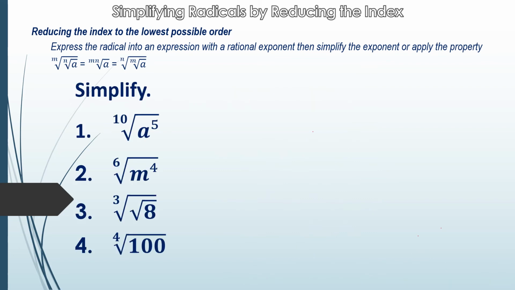Let's have more examples. Number 1, simplify the 10th root of a to the 5th power. First, rewrite the expression in exponential form. So this is a raised to 5/10. If we simplify the exponent 5/10 in lowest term, that will be 1/2. And then rewrite the given expression in radical form. A raised to 1/2 is simply the square root of a.